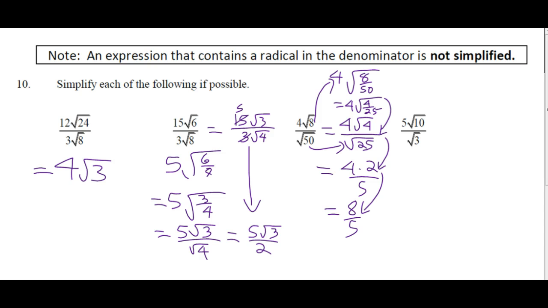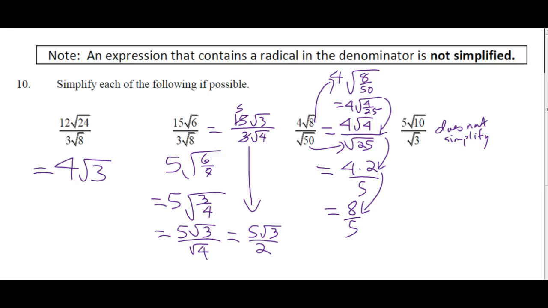5 root 10 over root 3. Does that simplify? Does not simplify. Because 10 and 3, nothing goes in, 3 doesn't go into 10.